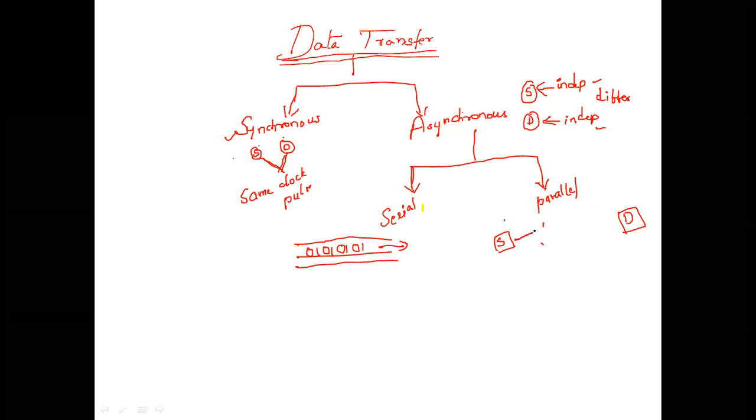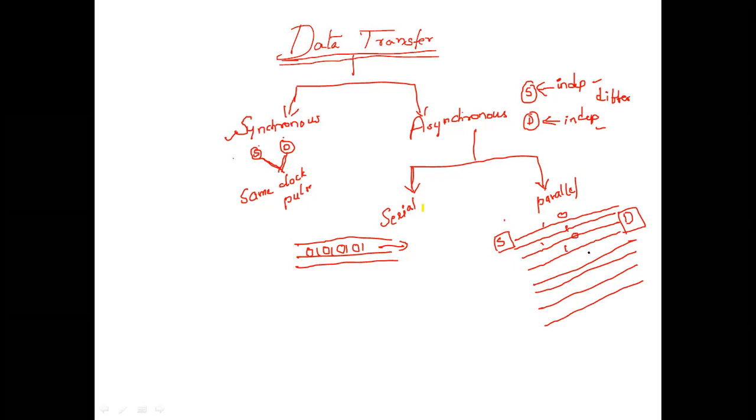Parallel transfer means if you want to transfer a character consisting of 8 bits, each bit will flow on its own cable or line. So this is how the data is transferred from source to destination in parallel. This method is very fast, because all the bits are transferred from source to destination at once.